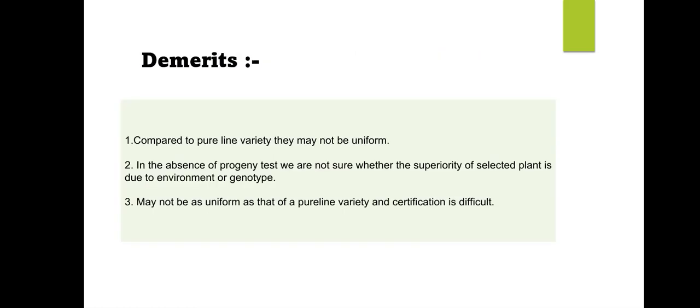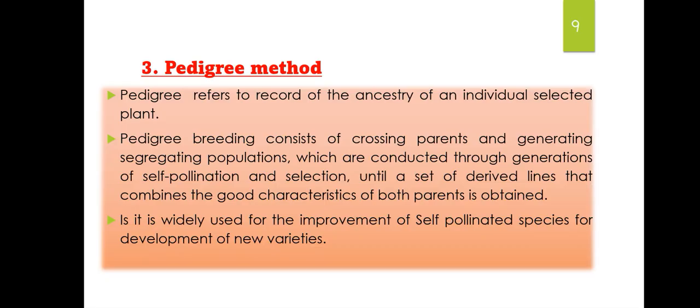Demerits of mass selection. Compared to pure line variety, they may not be uniform. In the absence of progeny test, we are not sure whether the superiority of the selected plant is due to environment or genotype. It may not be as uniform as the pure line variety, and certification is difficult.